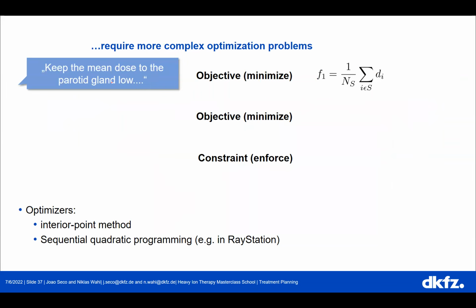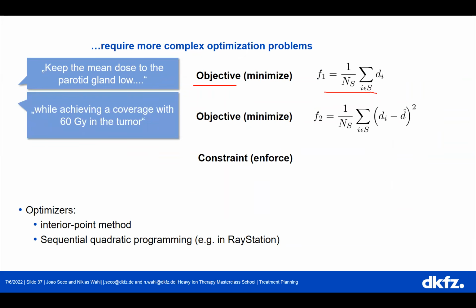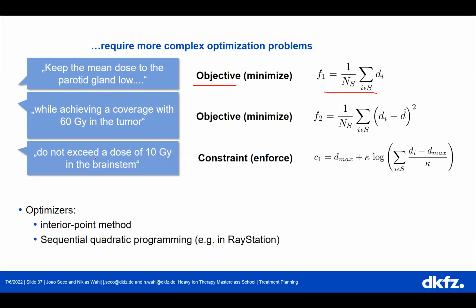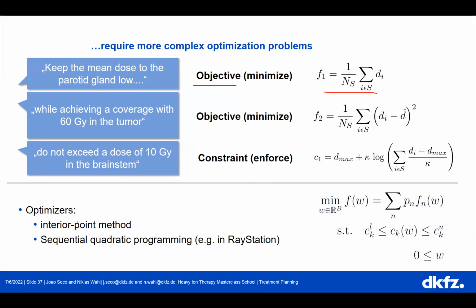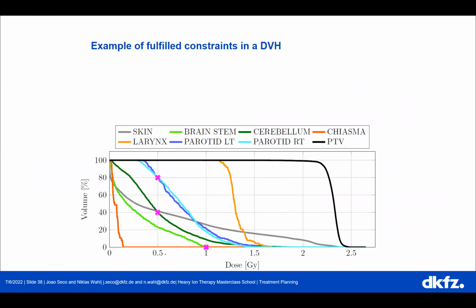So you can have an objective for the mean dose, for example. This is a simple definition of your mean dose. You can have an objective also for the tumor coverage. You can have also an objective for your brainstem, and you can also establish a variety of constraints, right? Different optimizers exist. You can have optimizers based on interior point method or sequential quadratic programming. Some of these are implemented in some of the standard algorithms. So research, for example, uses this sequential quadratic programming method.